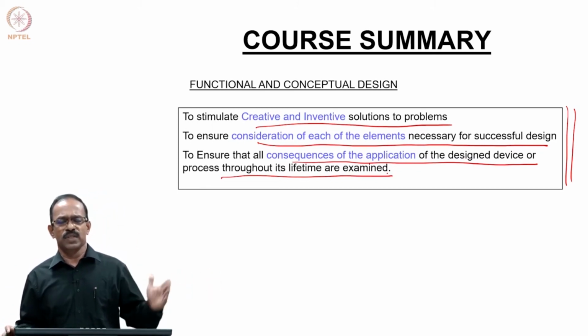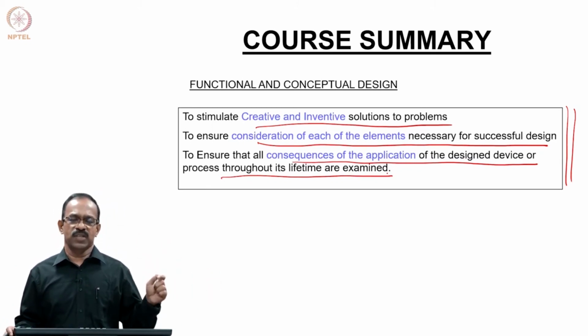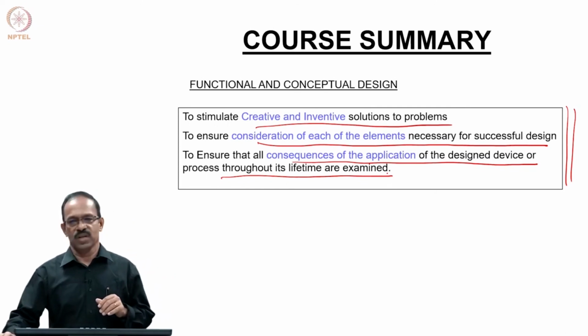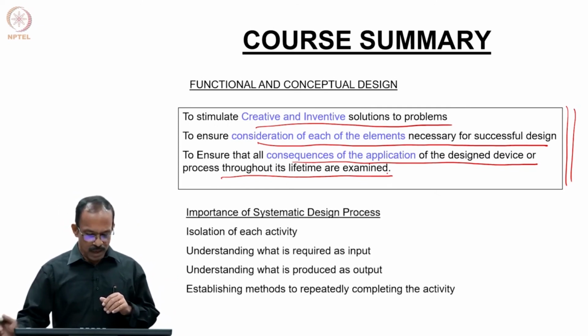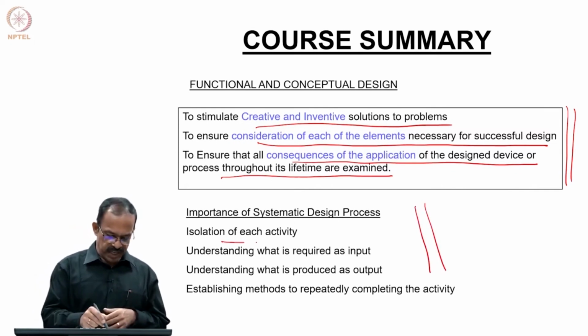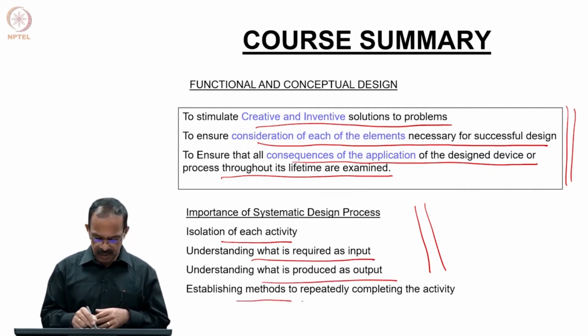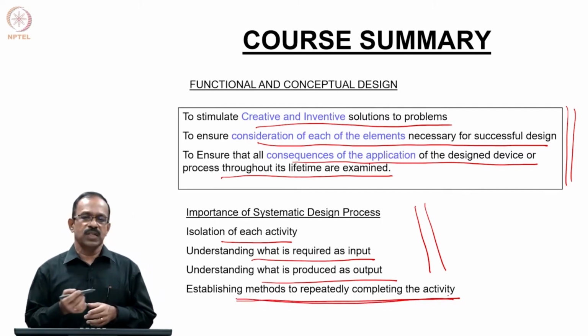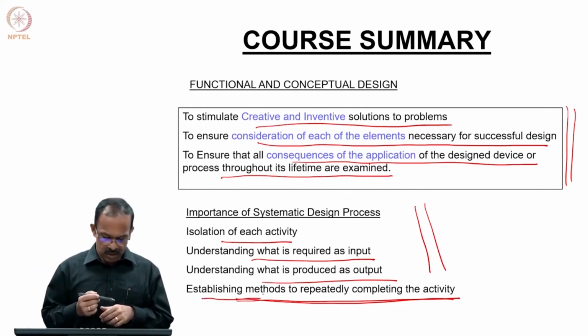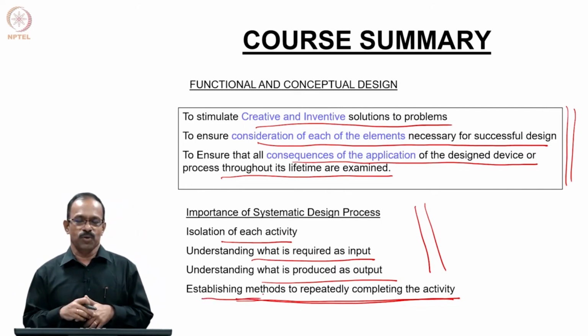So, as we progressed with the design, we looked at various elements which contribute to the product and its life cycle, and tried to address those issues. And we talked about the importance of a systematic design process: isolation of each activity, understanding what is required as input, what is produced as output, and establishing methods for repeatedly completing the activity. One of the reasons why we need a systematic design activity is this one, because we want to repeatedly complete the same process of design.